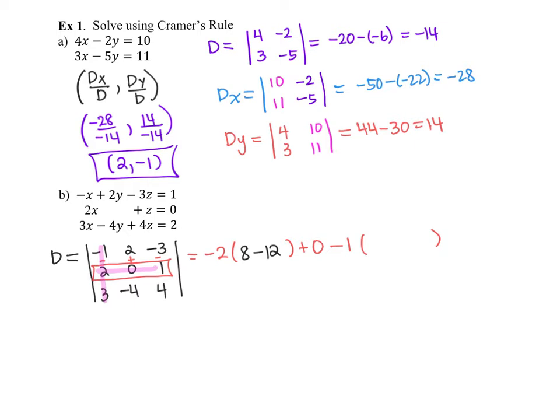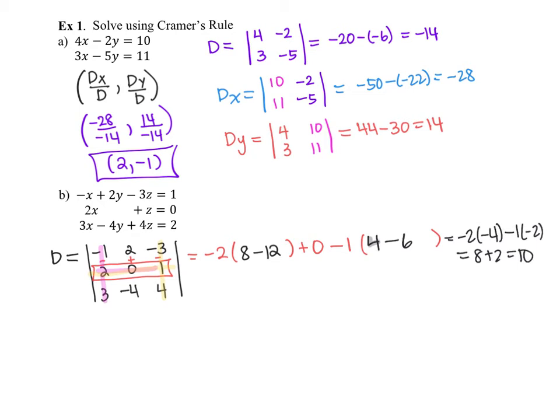Okay, I ignored the 0 term because 0 times anything is 0. So let me go to the 1. Ignore its row and its column. So I'm left with, looks like, 4 minus 6. So that's negative 2 times negative 4 minus 1 times negative 2. 8 plus 2 is 10 for D.